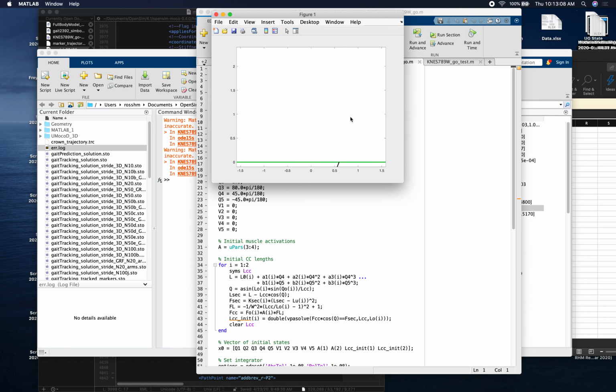And we need to specify the initial state now so that the model is not starting in mid-air and falling to the ground, but that it's starting on the ground, supporting its weight with its contact force and holding that static squatted posture ready to do a vertical jump.